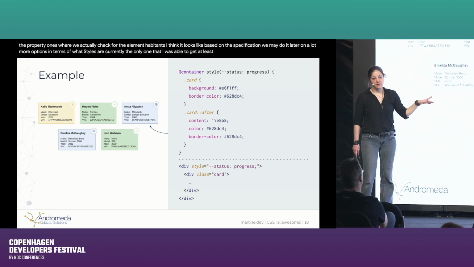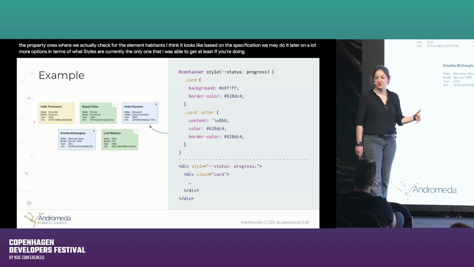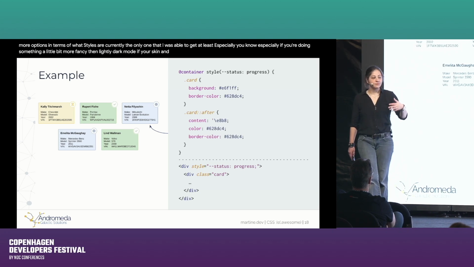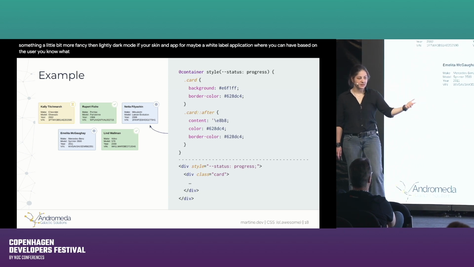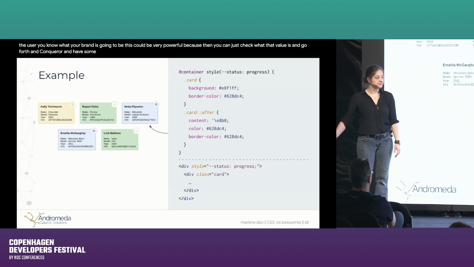This could also be incredibly powerful for things like theme-based styling, especially if you're doing something a little bit more fancy than light and dark mode. If you're skinning an app, maybe white labeling an application where, based on the user, you can have your brand be different. This could be very powerful because then you can just check what that value is and go forth and conquer and have some very specific styles on that.